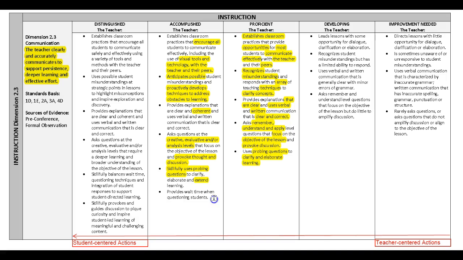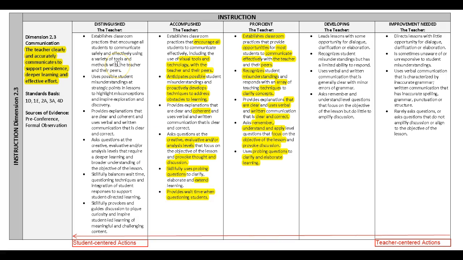And finally, provides wait time when questioning students. So you notice this list is a little bit longer because there's a little more detail to what's happening in this classroom, as is a little more detail to what's happening with my highlighting. So hang on one second.